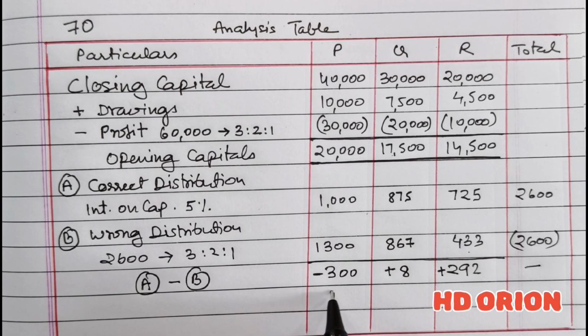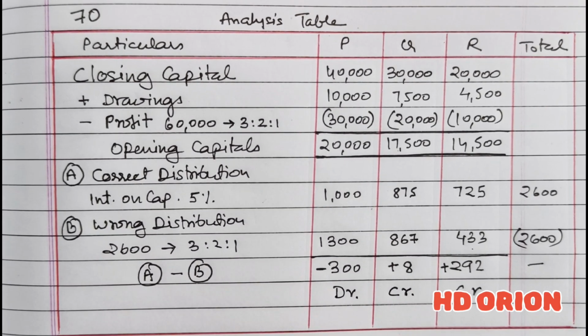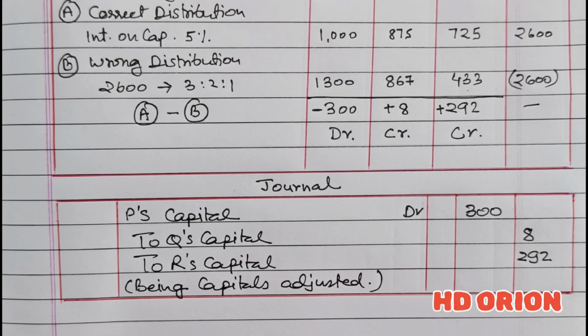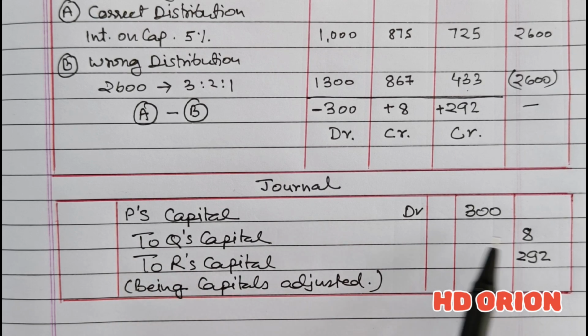So negative means we have to debit the capital account, and positive amount means we have to credit the capital accounts. So let us pass the journal entry. So this way the journal entry is to be passed. P's capital account debited rupees 300, to Q's capital account rupees 8, and to R's capital account rupees 292. Current account will not be opened here because capital accounts are fluctuating in nature.